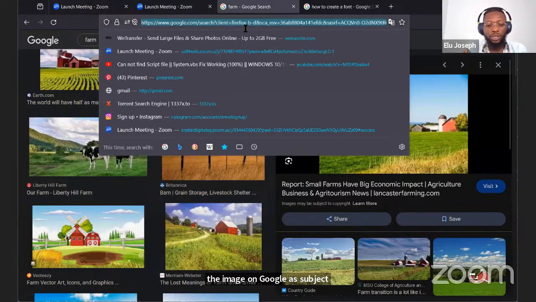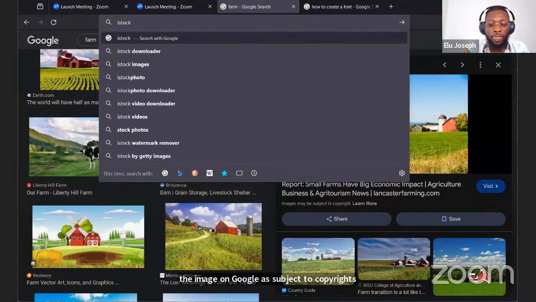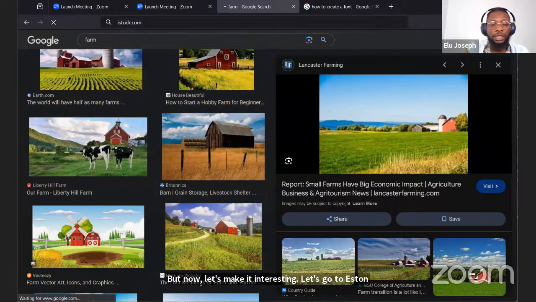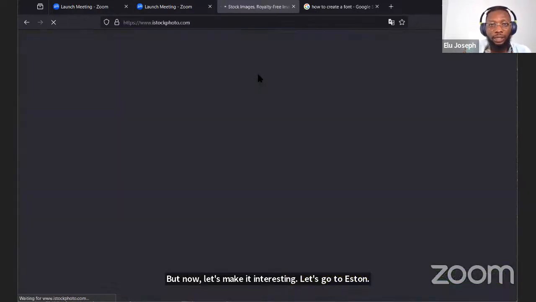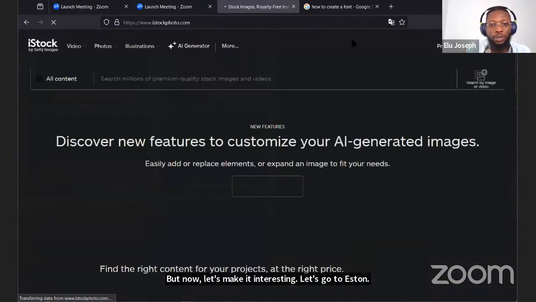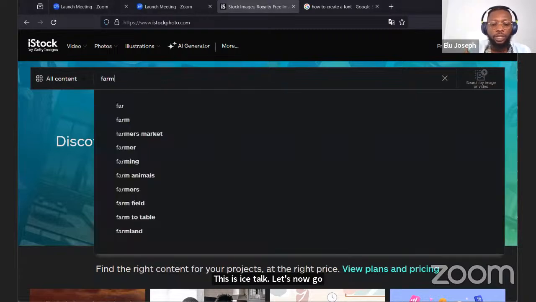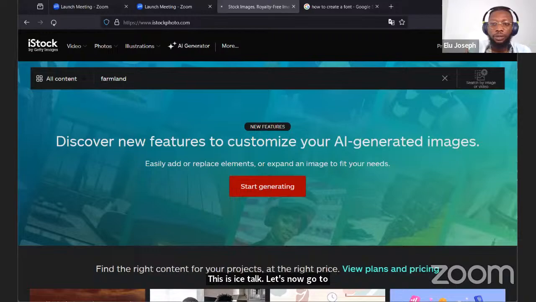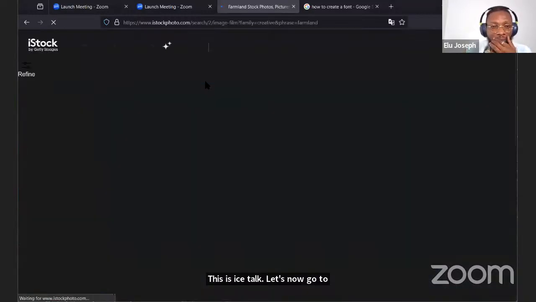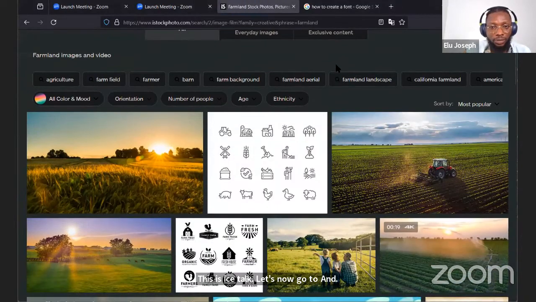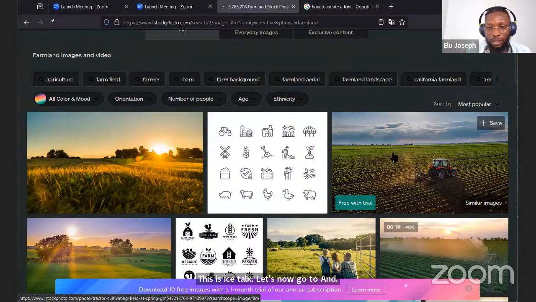But now let's make it interesting. Let's go to iStock. iStock is a stock site where you buy images, like I mentioned earlier. This is iStock. Let's now go to farm. Should I say farmland? We're looking for farm. Now this is, I want this, and I click on it.